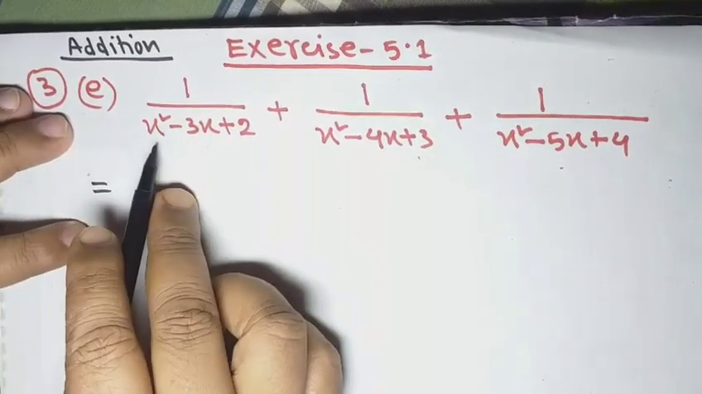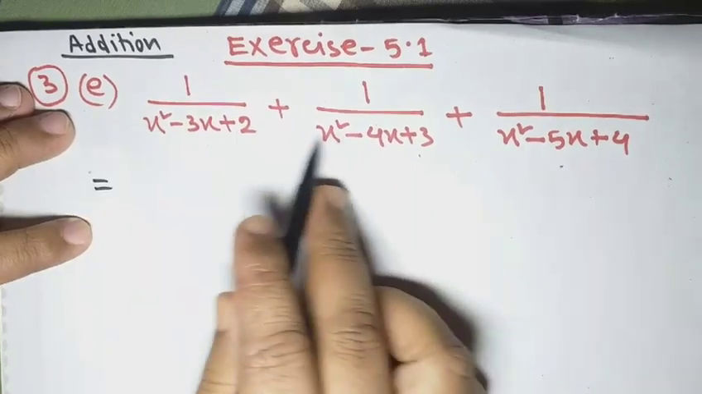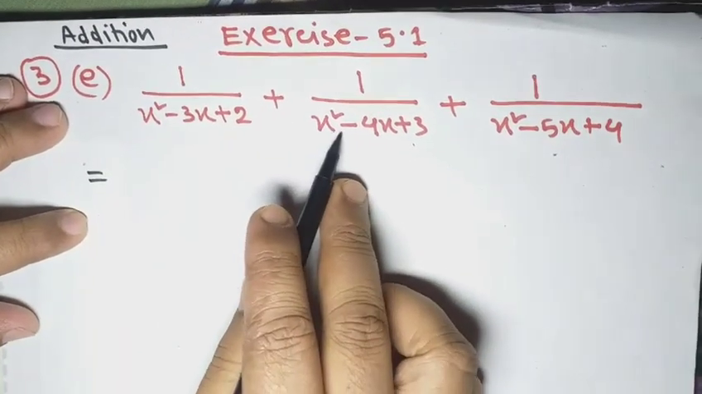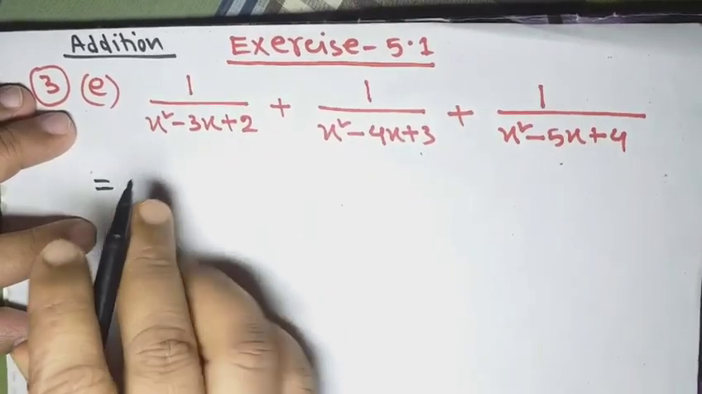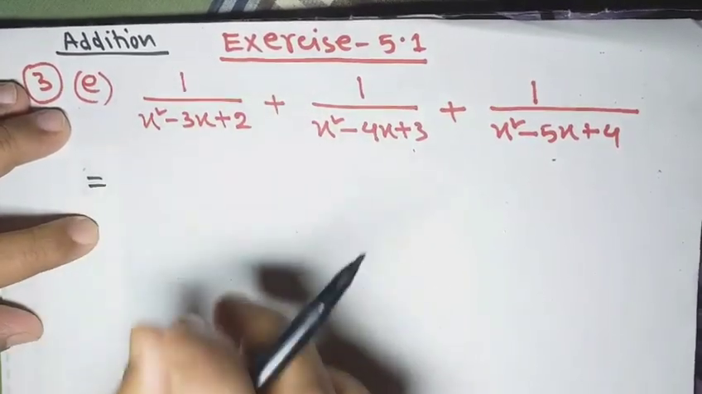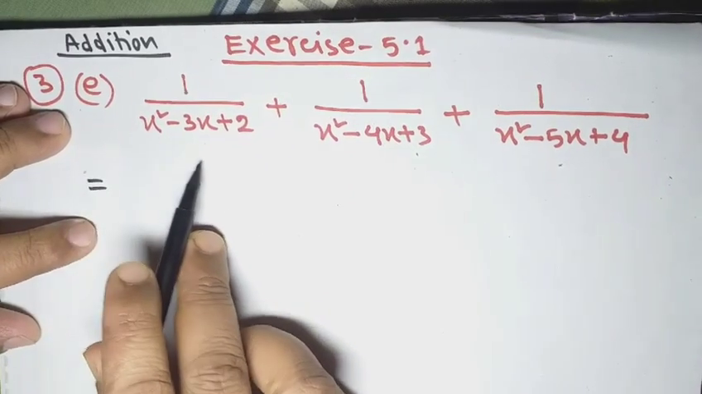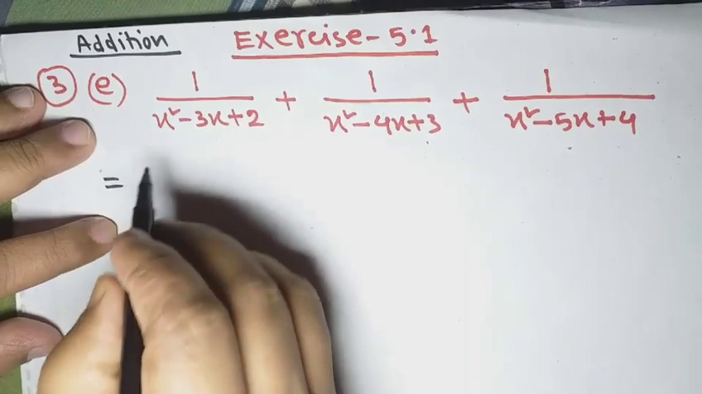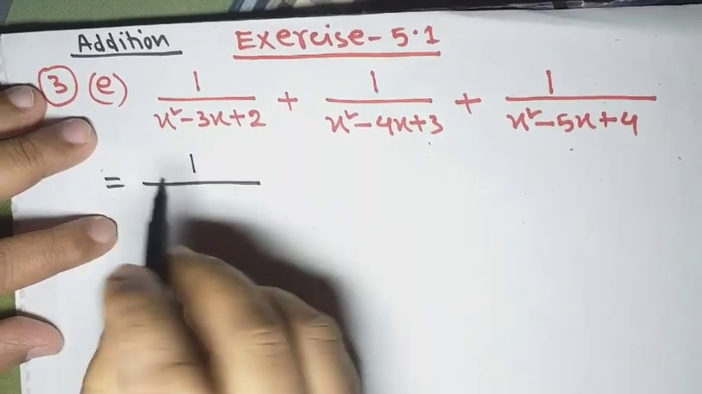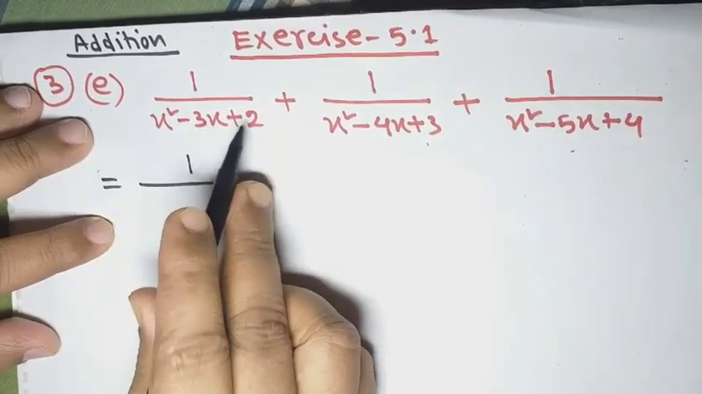So easily you can understand this is a middle term factor: the first one, the second term also, and the third term also. So one by one we will split the factors using the middle term, then we will do the LCM, then we can do the addition. Okay, first x square minus 3x plus 2.